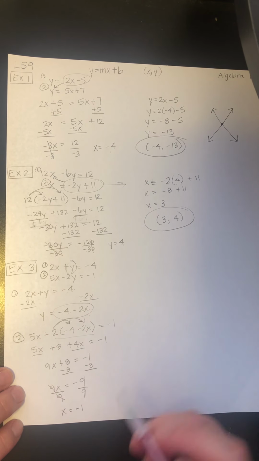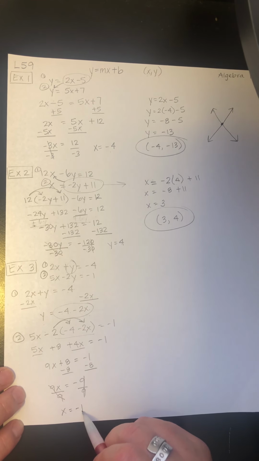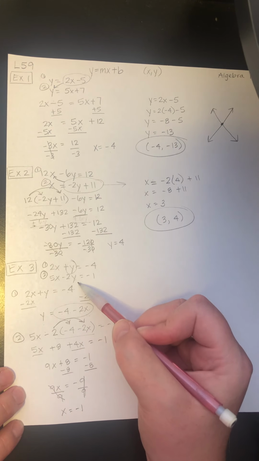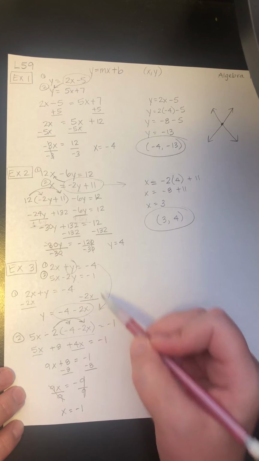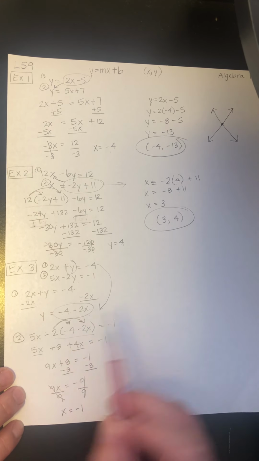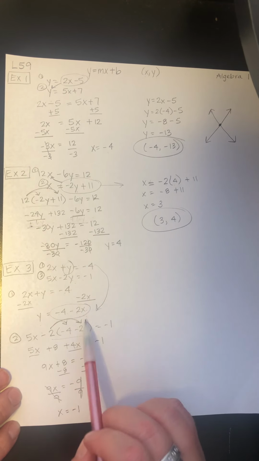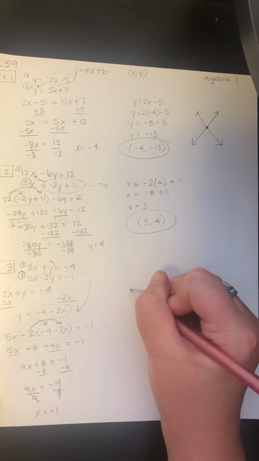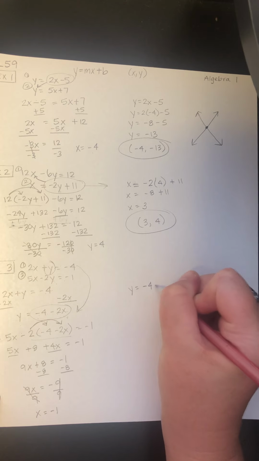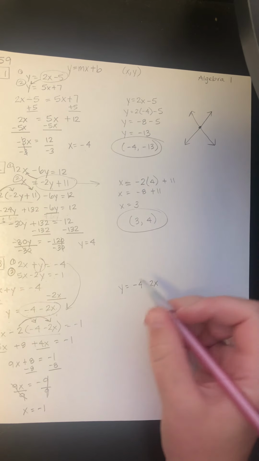To solve for y, you can take this negative 1 and replace x with it in either your first or second equation, or you can go down here because remember, the first equation, we rewrote it this way. You can do any of these equations and you'll get the correct answer for y. I'm going to use this one that I rewrote. Y equals negative 4 minus 2x. Just a few less steps.